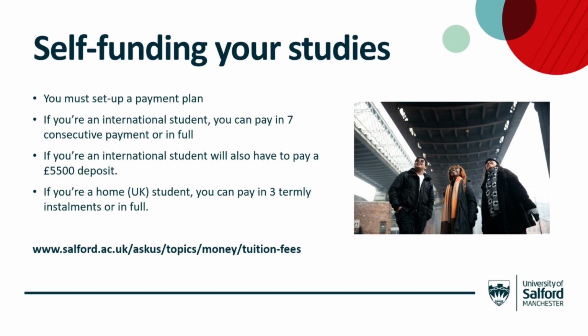Self-funding postgraduate students will be offered a choice of 7 consecutive monthly installments or to pay in full and receive a 3% discount. For international students as well, you will need to pay a £5,500 deposit before you can receive an unconditional offer with us. And for UK home students, you will be offered to pay in 3 termly installments. This is just to be in line with the postgraduate loan payments that other students would be paying for student finance.